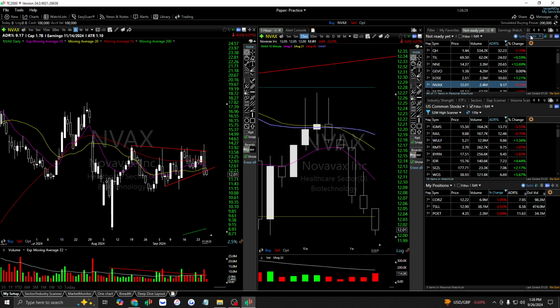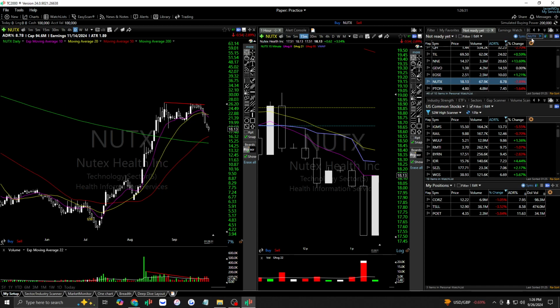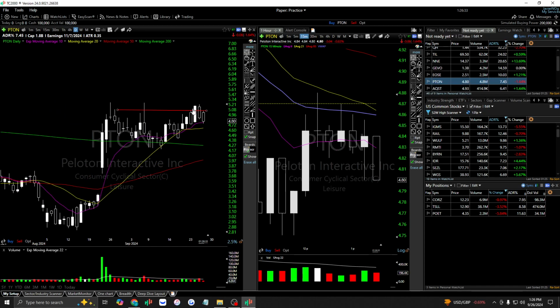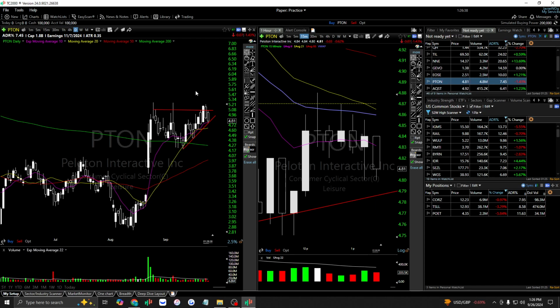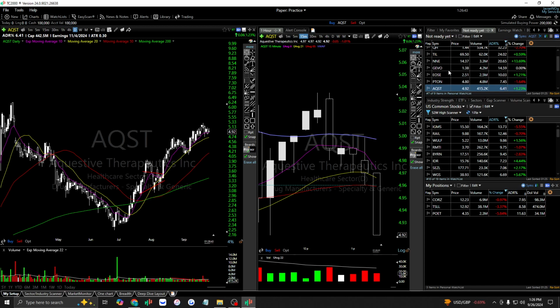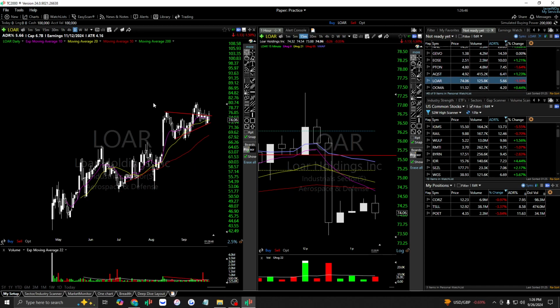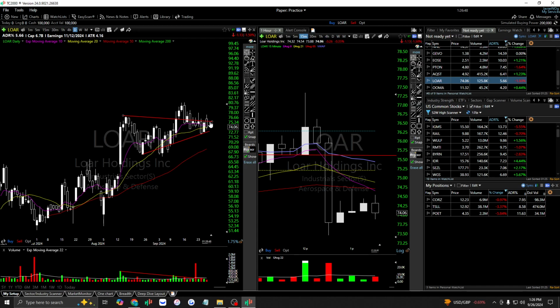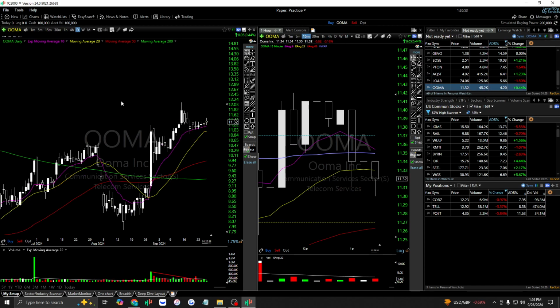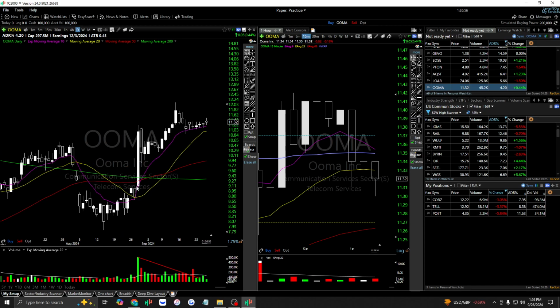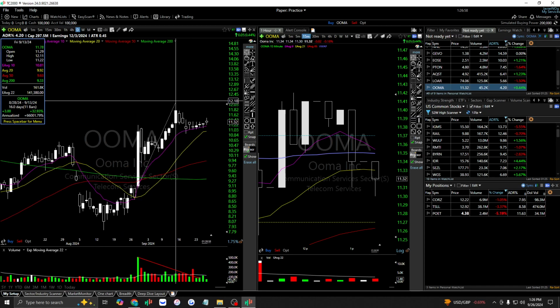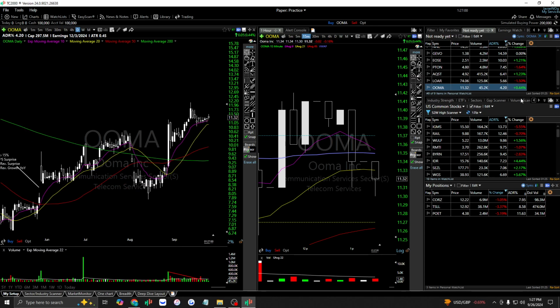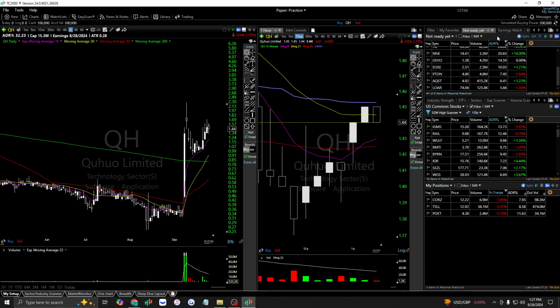NVAX, this broke down, so I'm gonna remove that. This also broke down. Ooh, this is starting to look even better. Keep going sideways. Nice higher lows. Looking good. We already talked about AQST. This is still looking pretty decent. Could look a lot better. We'll see though. Keep that there for now. Oh, another good setup. That's shaping up pretty decently. Oh, well the ADR went down significantly, so we might remove that.